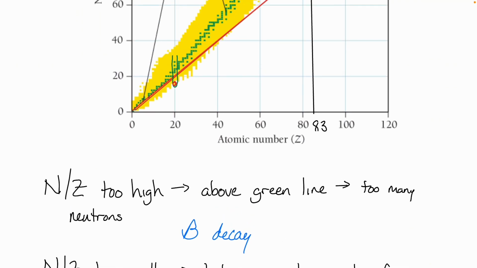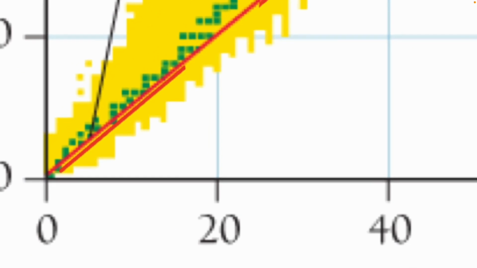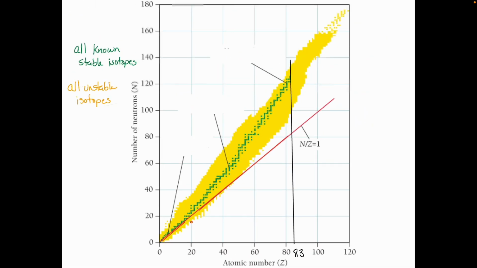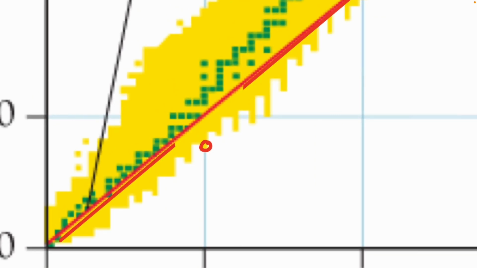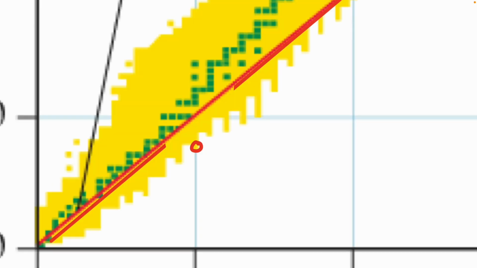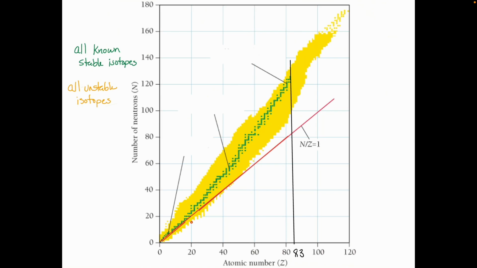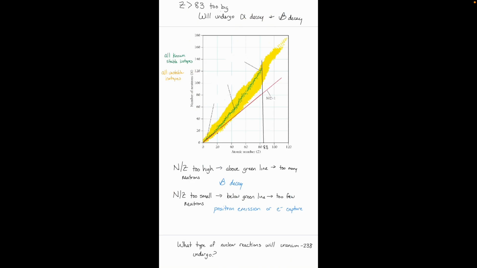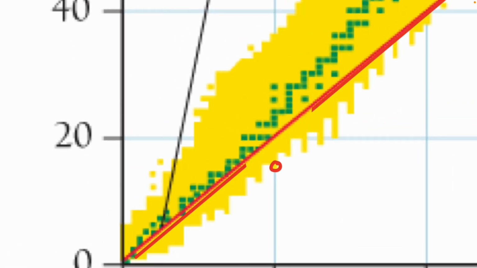This is now doing the opposite. If we're starting here, positron emission, we go down in the number of protons, but up in the number of neutrons. This is not going to cooperate. Come on. So this way.